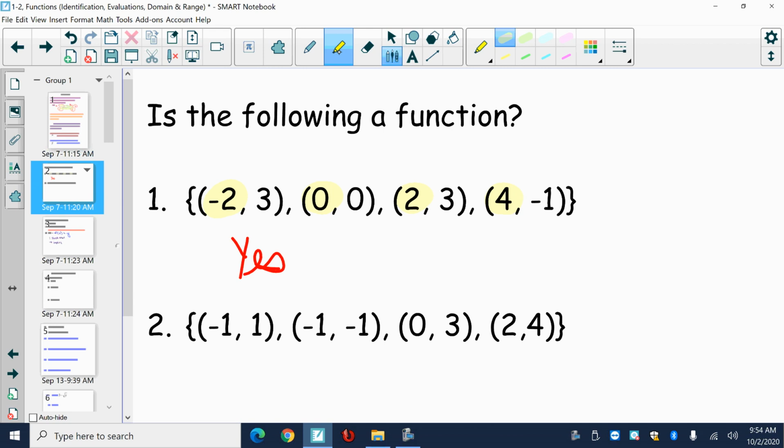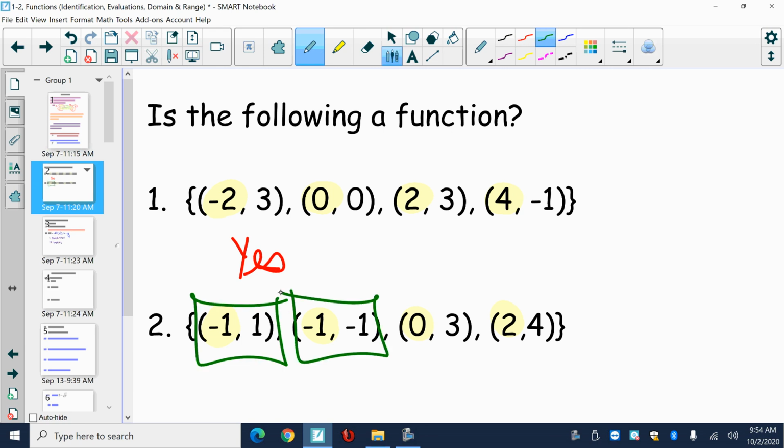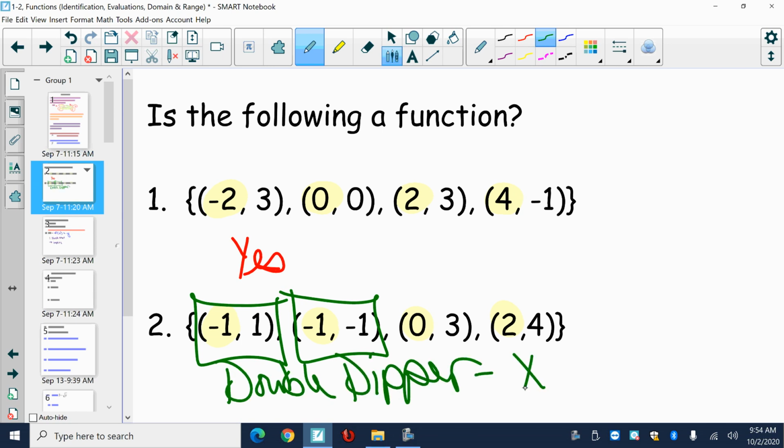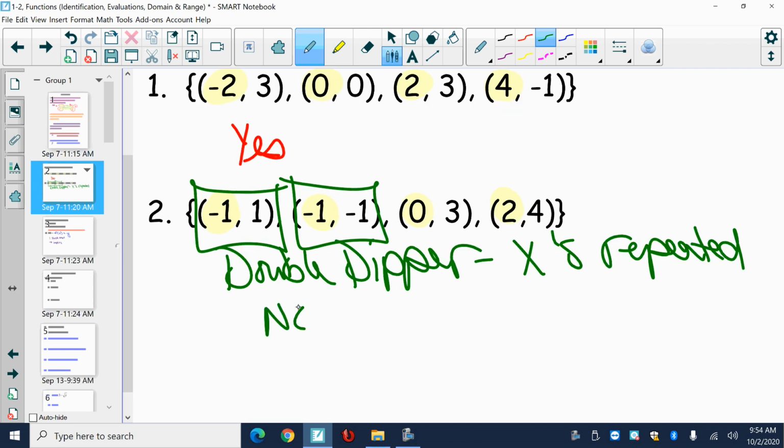Okay, next one. -1, -1, 0, 2. Did my X values repeat? The answer to that is yes, they did repeat. -1 chose +1, and -1 chose -1. Meaning, this is a double dipper. My X is repeated. So no, this is not a function. X values cannot repeat and go to two different Y values.